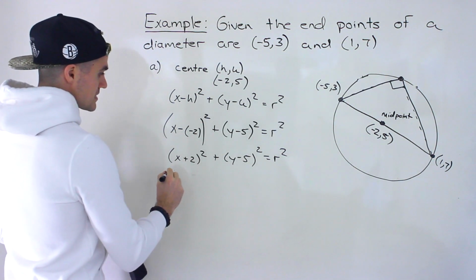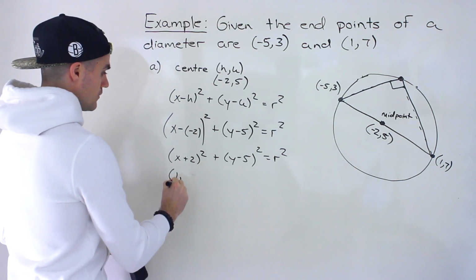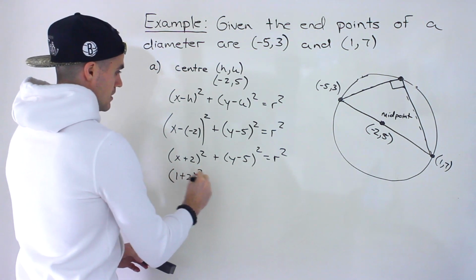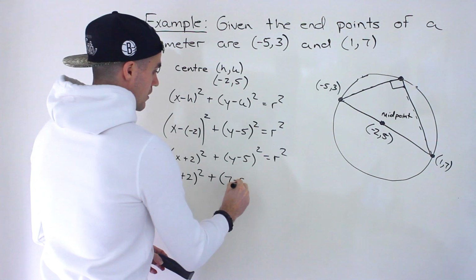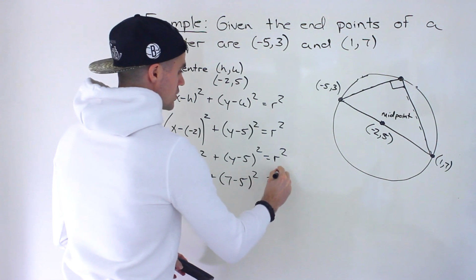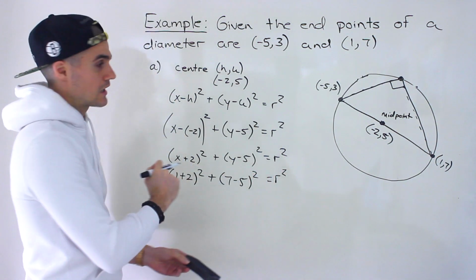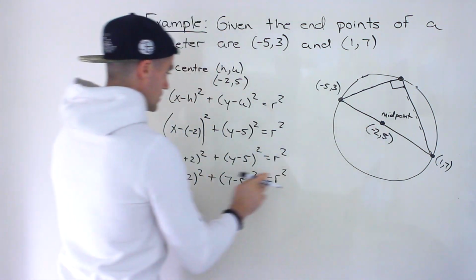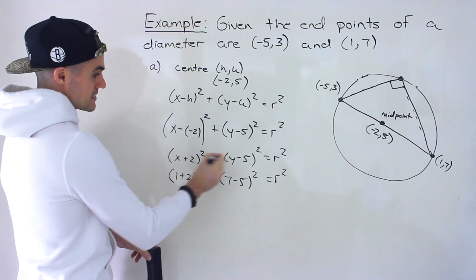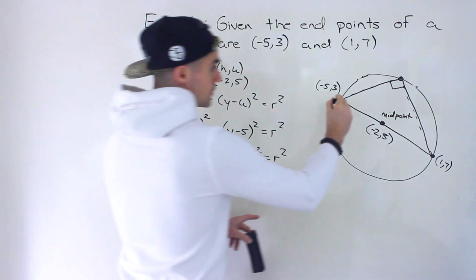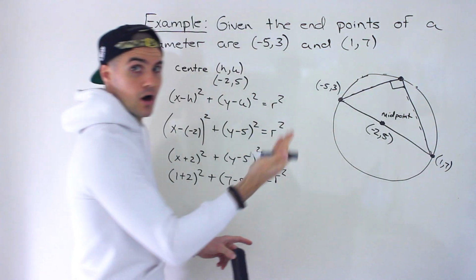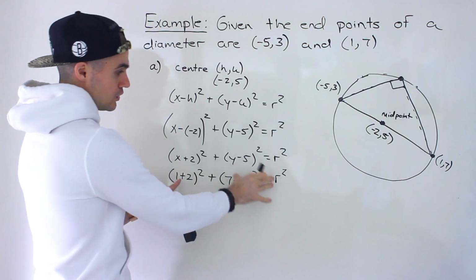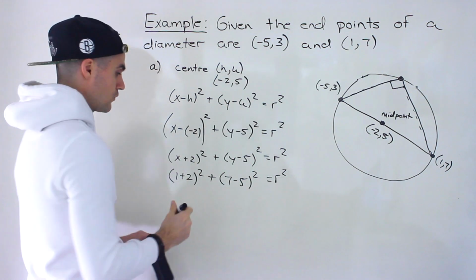And I'll plug in 1 and 7. So I'll plug in 1 for x, and then I'll plug in 7 for y. So whichever way you find the radius, just make sure you're getting the same radius. Now be careful, you can't plug in this point for x and y here. This x and y that you plug in always has to be a point that's on the circle. So either -5 and 3 or 1 and 7, you're going to end up getting that same value for r.